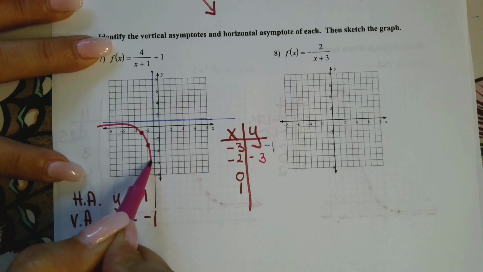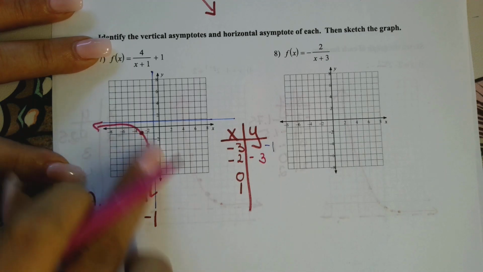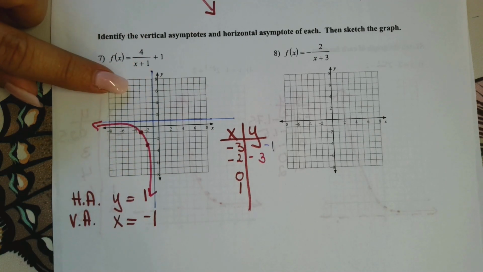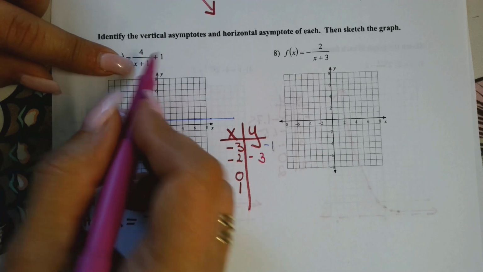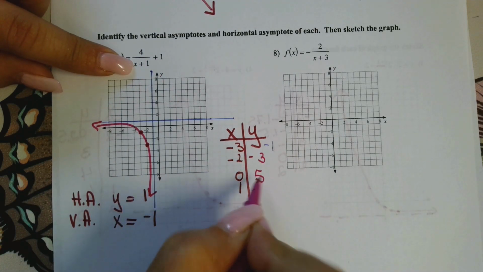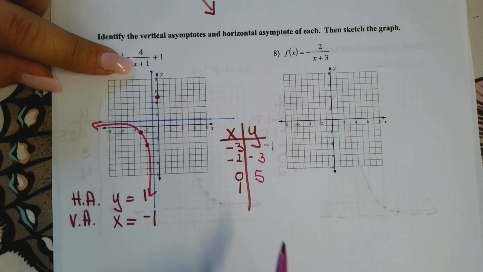Remember, the asymptotes are the boundaries, right? So it can't go any further. We plug in a 0. 0 plus 1 is 1. 4 divided by 1 is 4. 4 plus 1 is 5. So at 0, I am at 5.